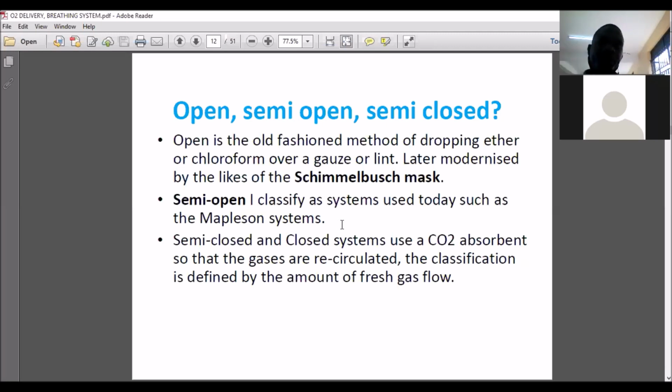Generally, the semi-open I classify as a system in the Mapleson systems. The semi-closed and the closed system use a carbon dioxide absorber so that the gases are recirculated. The classification is defined by the amount of fresh gas I'm giving you. If you're getting in more gas, it becomes semi-open. If the gas inlet is reduced, it becomes semi-closed.